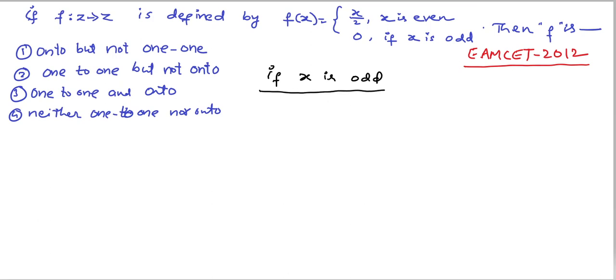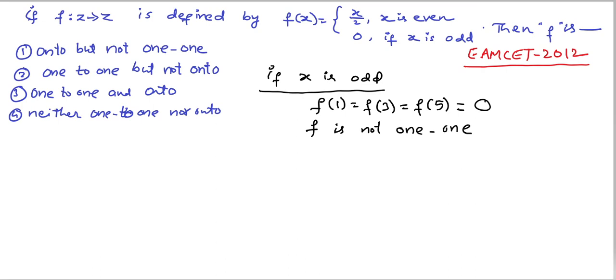If x is odd, the odd numbers, f of 1, f of 3, f of 5, all these values are 0. That means 1, 3, 5 and so on, all the odd numbers have only one image, which is 0. So f is not one-one function.